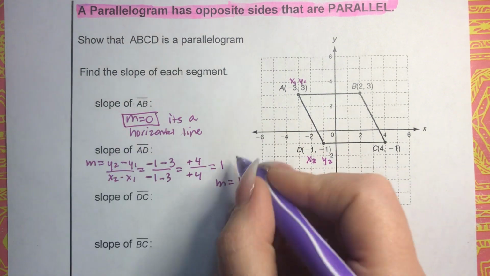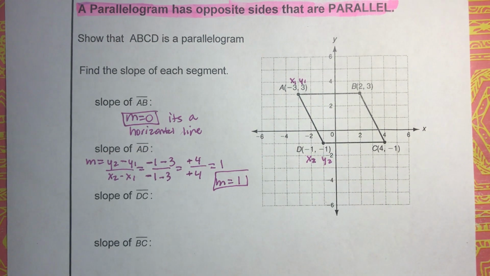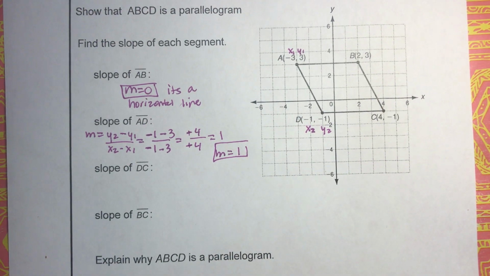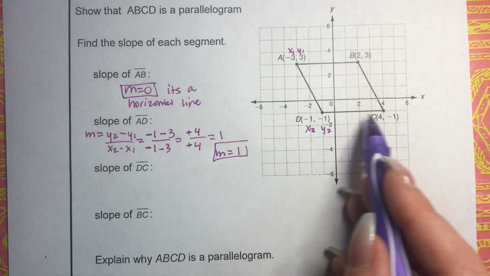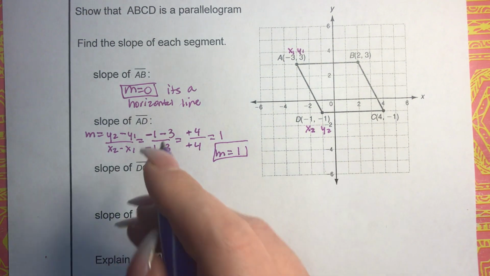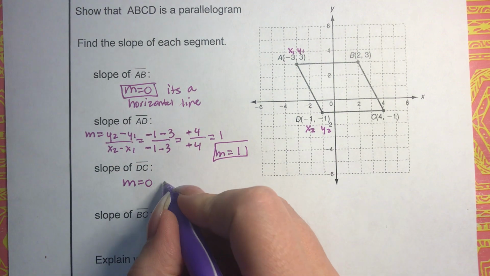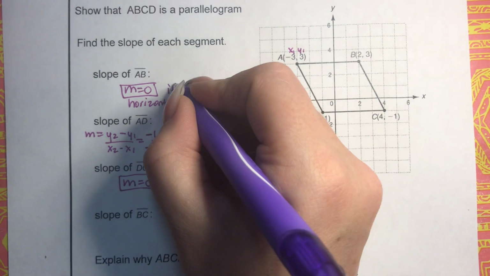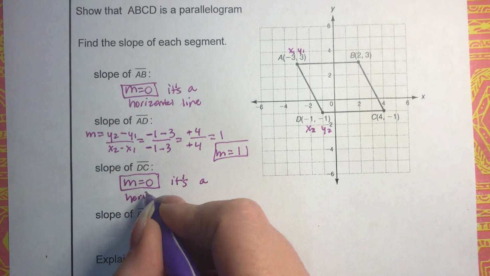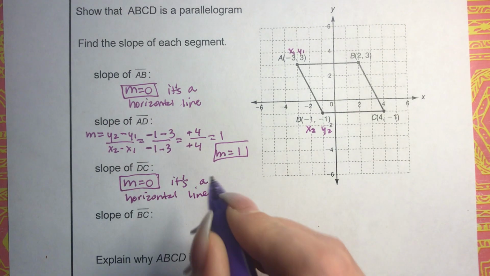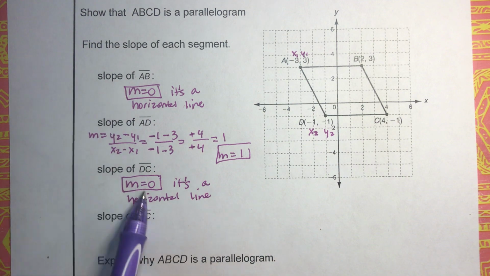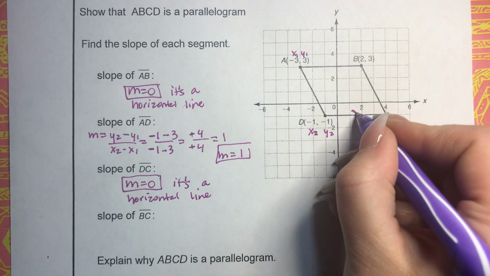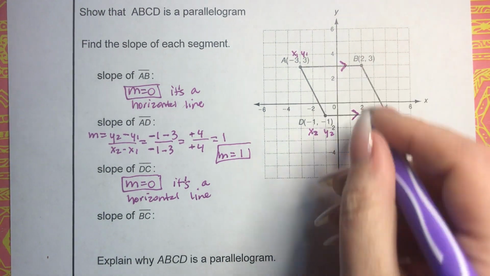Okay, so this one is 0. This one is 1. I think I'm going to use another color because I feel like it gets muddled. All right, what about DC? DC is another horizontal line, and so we know that the slope of all horizontal lines is 0. So m equals 0. It's a horizontal line. Okay. So we know that these two are parallel, right? Because they both have the same slope and obviously have different y-intercepts. So I'm going to go ahead and write those parallel lines in. So we know, therefore, those two are parallel.